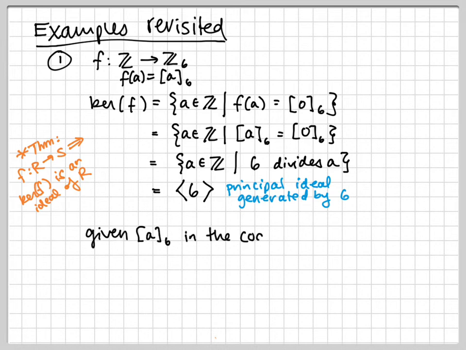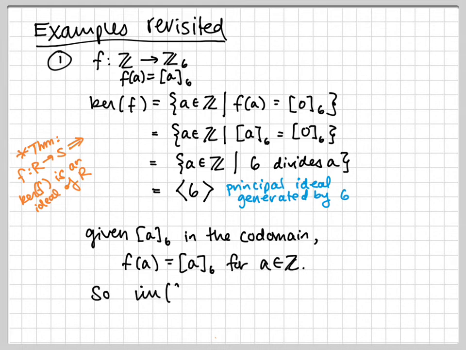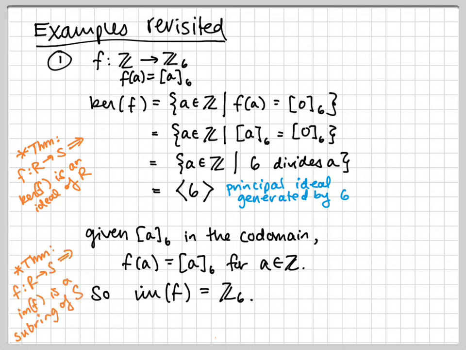Now, if we want to think about what the image is, we're curious to know, like, if I take something in the codomain, can I get there? And given an equivalence class a mod 6 in the codomain, I just need to take the representative and plug it into f. And I'm like, cool, that's an integer. So that's allowed input, which means that the outputs I can get to are all the things in Z mod 6. That means the image is Z mod 6. And there's another theorem here that says for any ring homomorphism f from R to S, the image of f, it's not quite as good as an ideal, but it will at least be a subring of the codomain S.